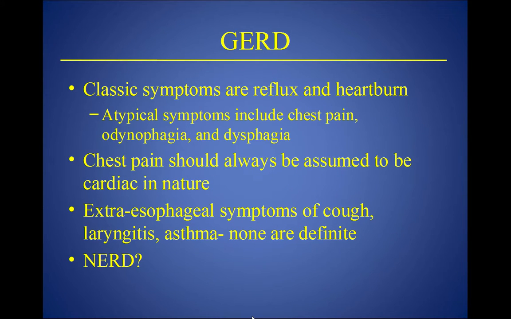Classic symptoms are reflux and heartburn. Heartburn is not abnormal. Having heartburn intermittently when you're eating certain trigger foods is not necessarily GERD, and it's not abnormal. Almost everyone at some point in their life has had some sort of heartburn. And then there are atypical symptoms like chest pain, odynophagia, and dysphagia. Chest pain being a big one. That should obviously always be assumed to be cardiac in nature first. And there are some extraesophageal symptoms: cough, laryngitis, asthma, which we'll talk about a little bit in the lecture.